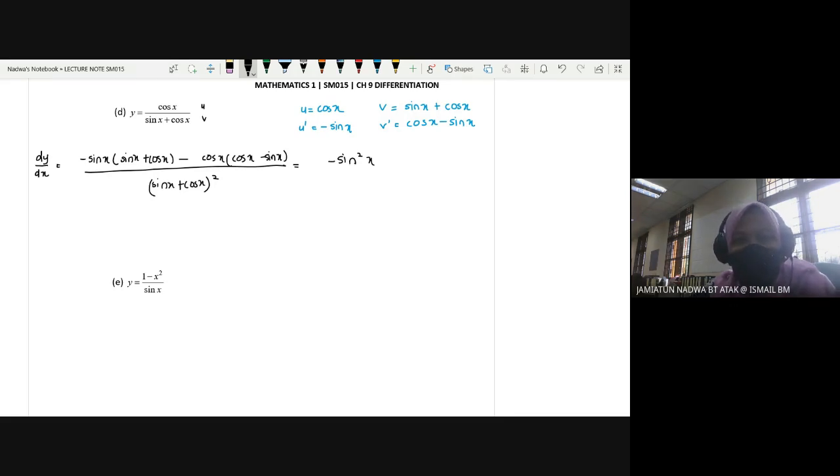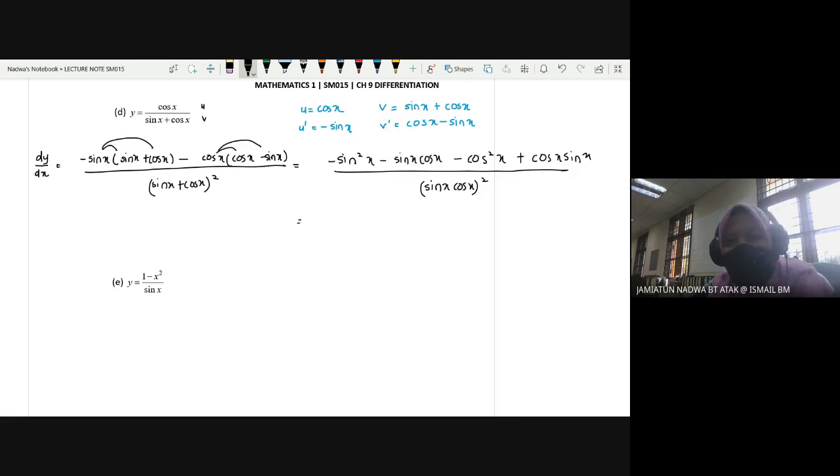Okay, sekarang part untuk kita simplify dia. Minus sin x cos x minus cos squared x plus cos x sin x. Okay, so saya cuma expand expand. Okay, so ini yang kita dapat dekat atas. Again, kalau saya salah tolong betulkan. Over sin x plus cos x kuasa 2. Okay, so there is something that we can do here using trigonometric identities.